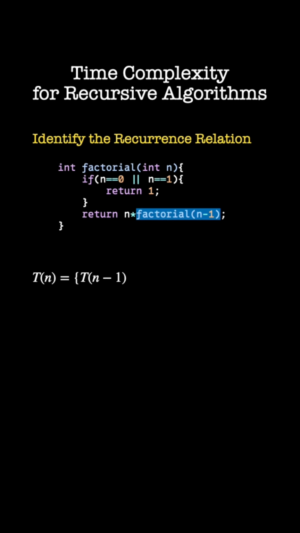Also, we need to check the time complexity of the work done outside this recursive call. There is only one multiply operation outside the recursive call, and the time complexity for that operation is O(1). So, we add the extra work done to the recursive call.